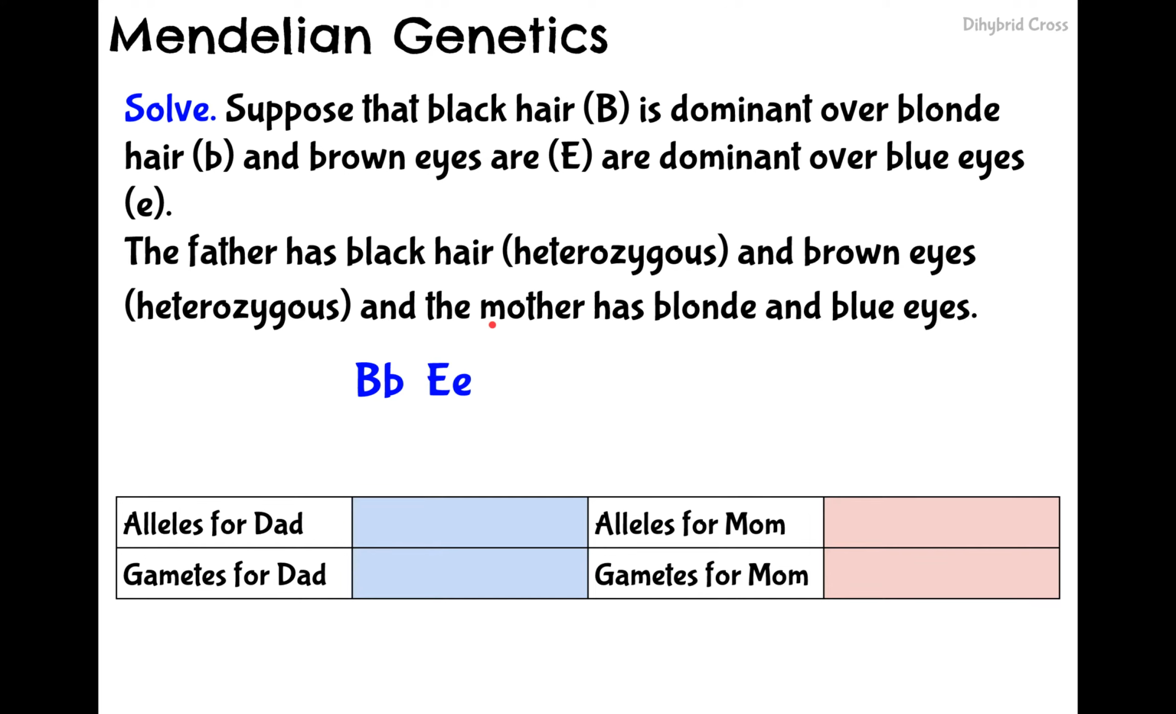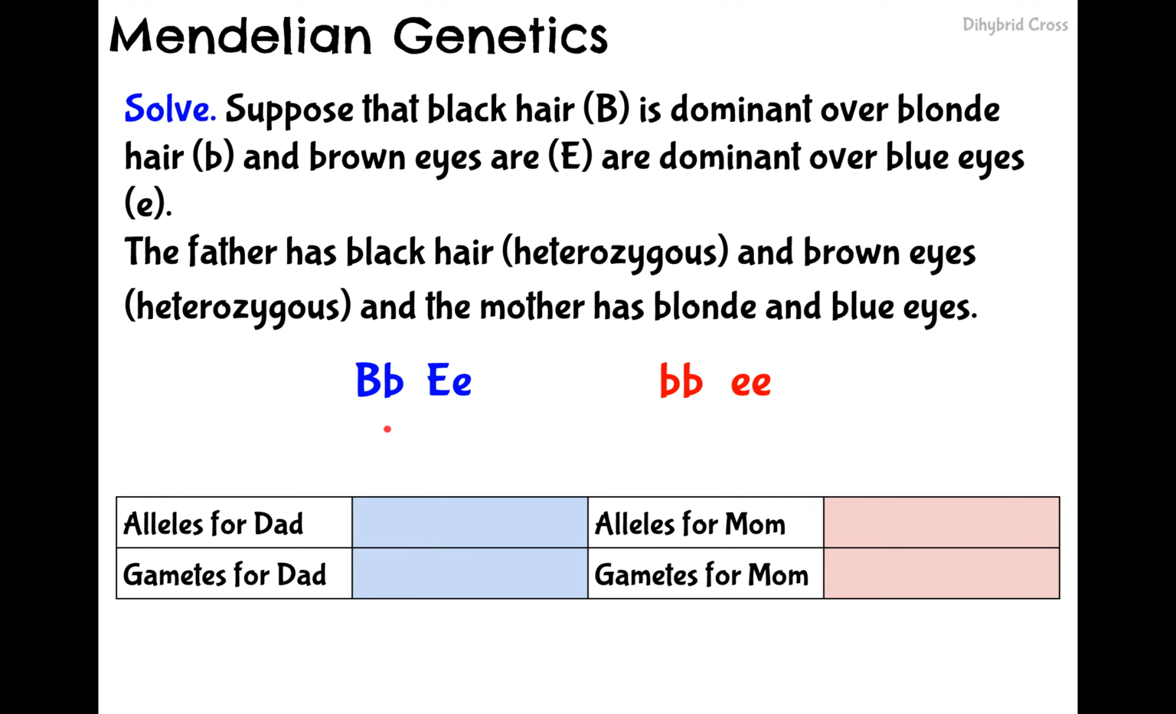And now we move on to the mother. The mother is blonde and blue eyes. So if she's blonde, she contains the recessive alleles. And in order to show those recessive alleles, she has to have two of the same letters. So she's both lowercase b. And then again, blue eyes is the recessive trait, so she has to have two lowercase e's.